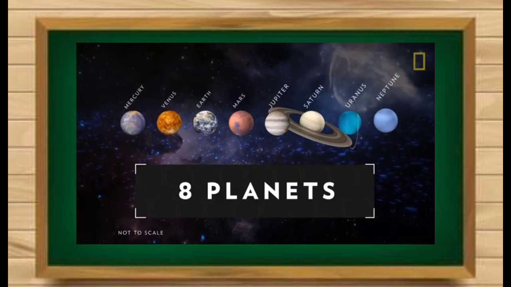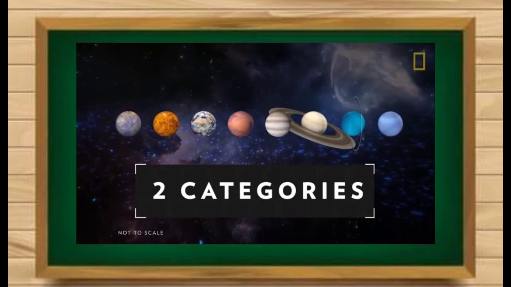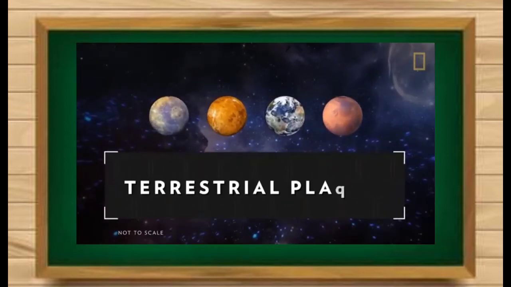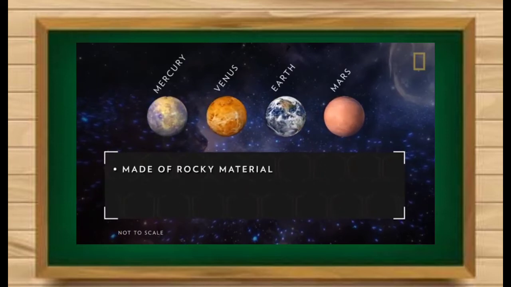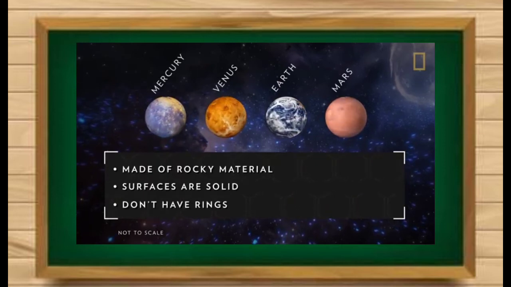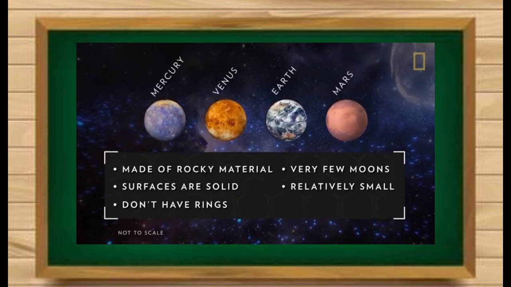Revolving around the Sun are 8 planets. The planets are divided into 2 categories based on their composition, terrestrial and Jovian. Terrestrial planets, including Mercury, Venus, Earth, and Mars, are primarily made of rocky material. Their surfaces are solid, they don't have ring systems, they have very few or no moons, and they are relatively small.